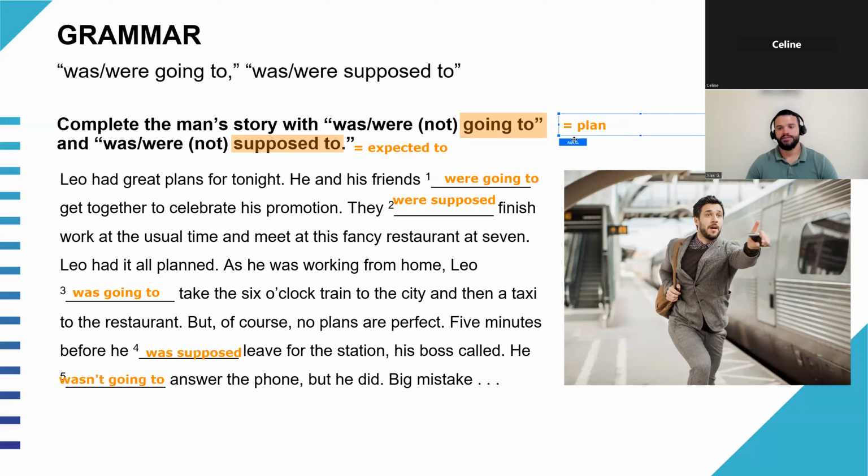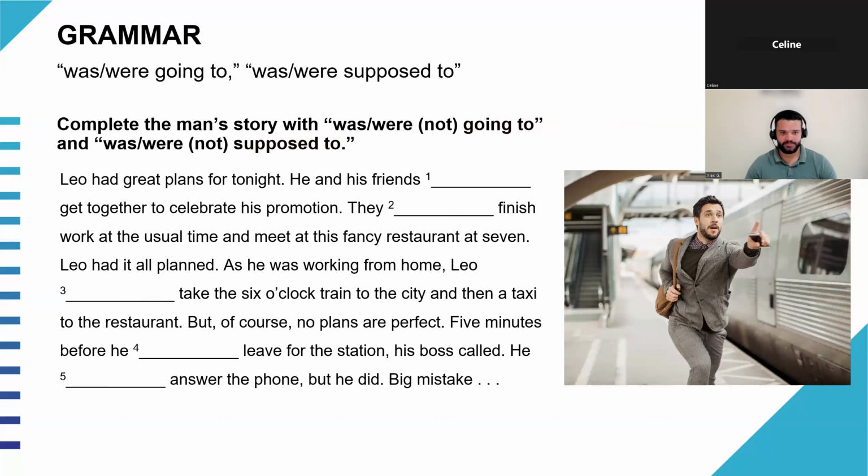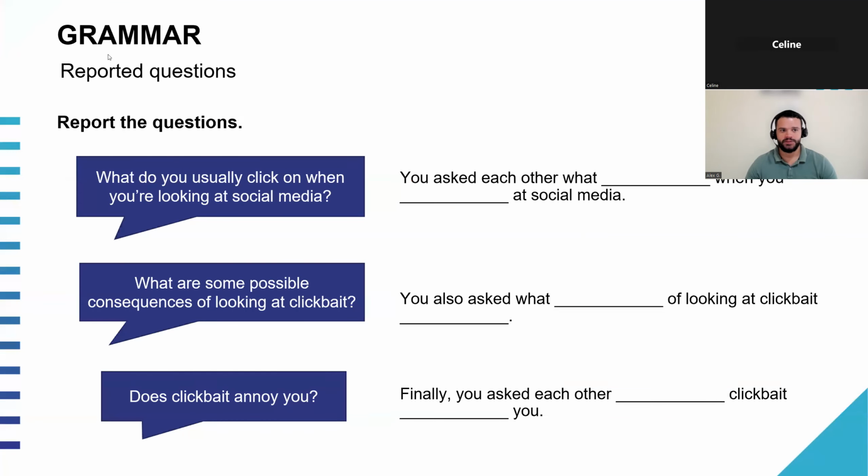All right. So remember, supposed to, expected to. Going to is going to be a plan or an intention that you had. Is that okay, Celine? Any questions? No, teacher. I understand. Yeah. All right. Very good. So let's erase and we can continue. Here we have the next one. It says grammar, reported questions.